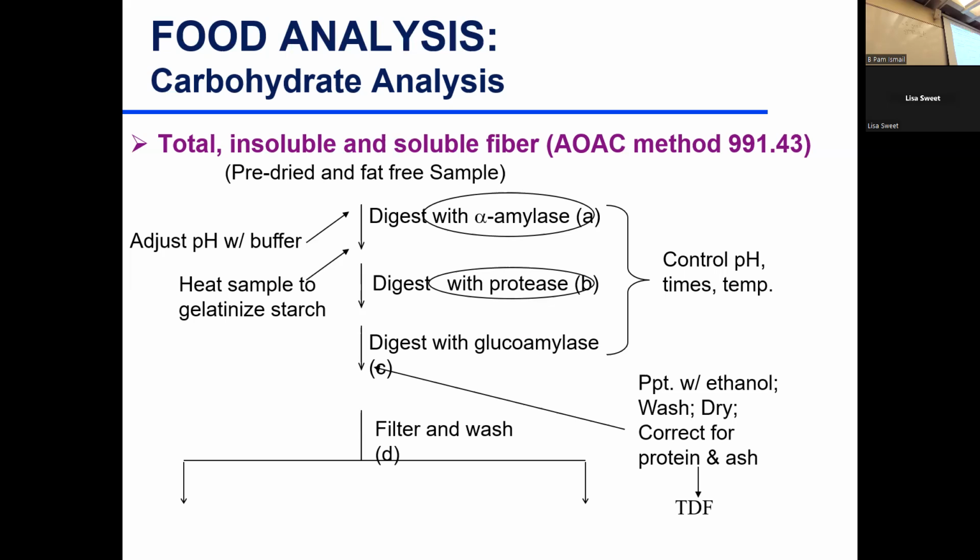So you wash it several times with alcohol, you dry, and then you have the dry matter, but there might be residual protein or amino acids or residual nitrogen, basically, and you might have residual ash. So what you do is you measure protein and ash in that dry powder and you subtract it from the weight. Then you get the total dietary fiber weight. So it has to be corrected.